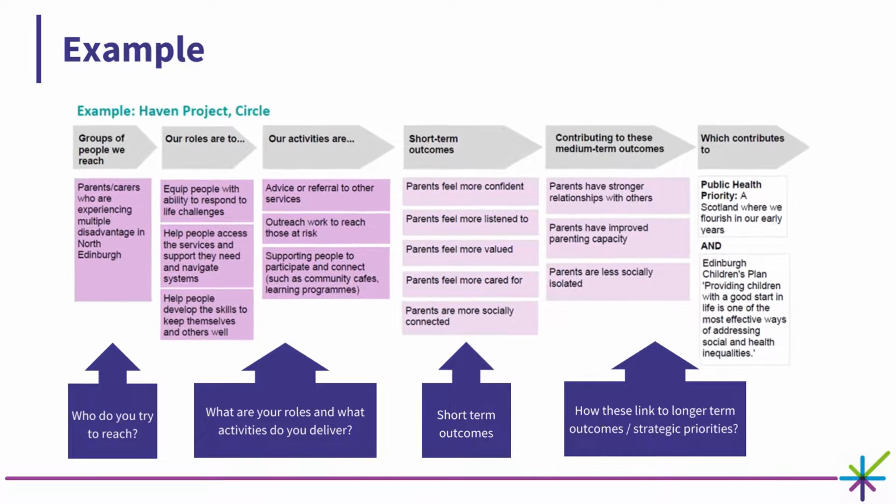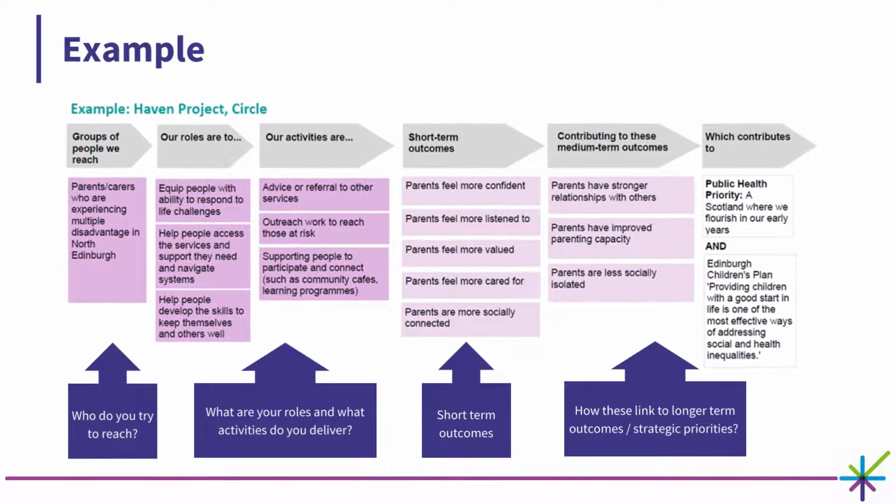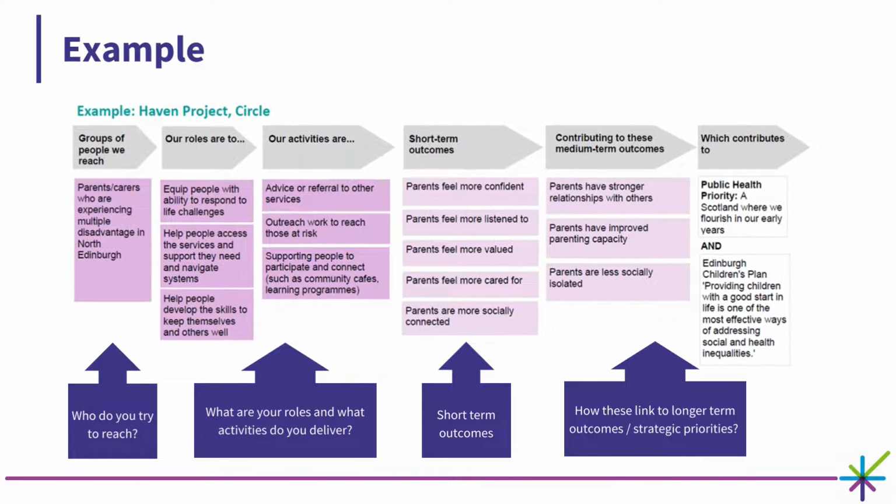Here is an example from a parenting project. Their target group are parents experiencing multiple disadvantages in Edinburgh. The short-term outcomes are a direct result of their activity to reach parents, support them, and bring them together. Over time, by helping parents feel more confident, valued, and connected, they will have stronger relationships with others and an improved parenting capacity. As you can see, they then show how this clearly links to the public health priority, Scotland, where we flourish in our early years.